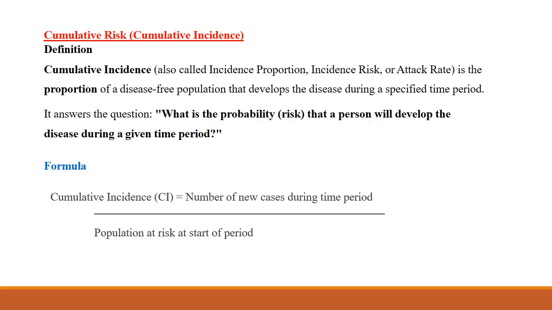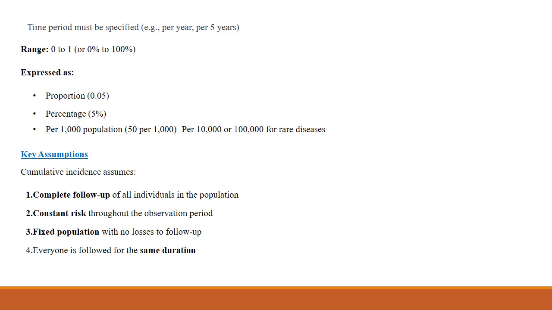This is the formula that we will use to calculate the cumulative risk. Cumulative incidence equals the number of new cases during the time period divided by the population at risk at the start of the period. We can understand these formulas and the whole scenario of the cumulative risk with it. And we express their results in a range from 0 to 1, that is the proportion.